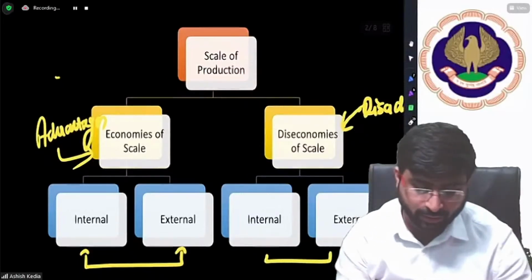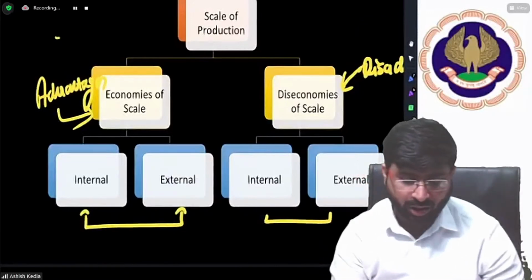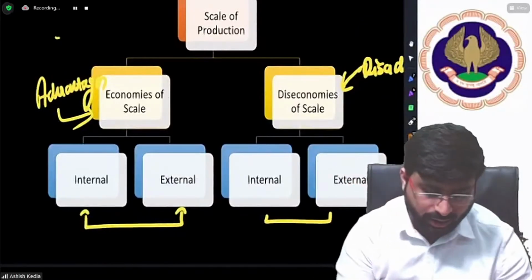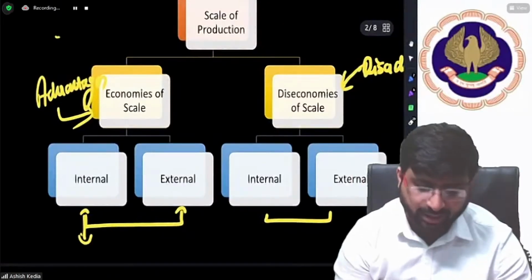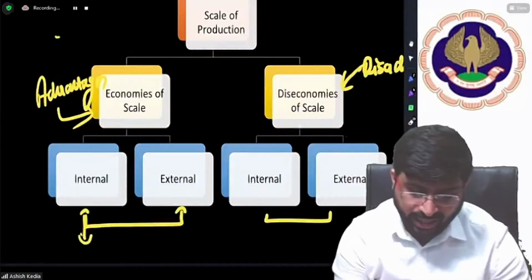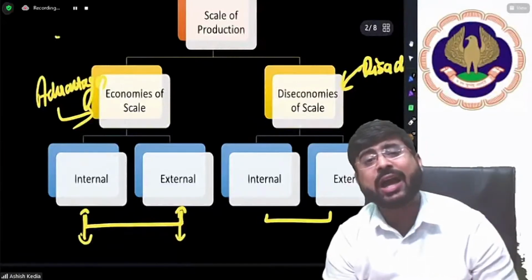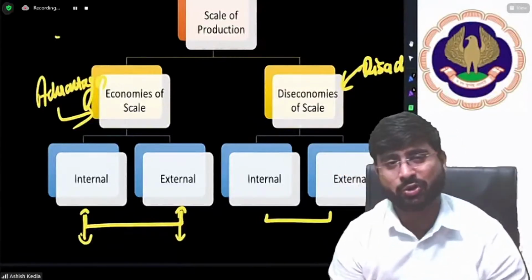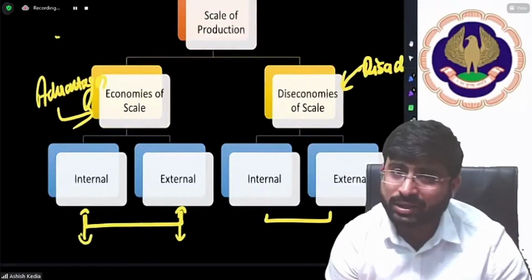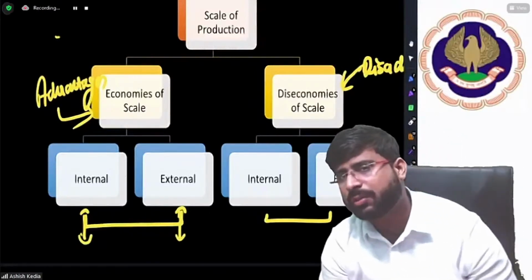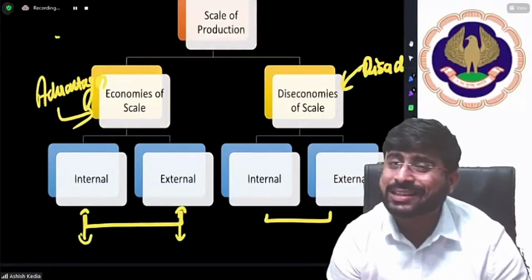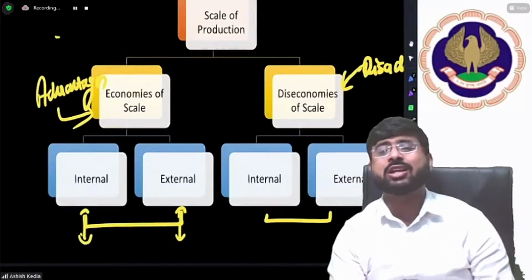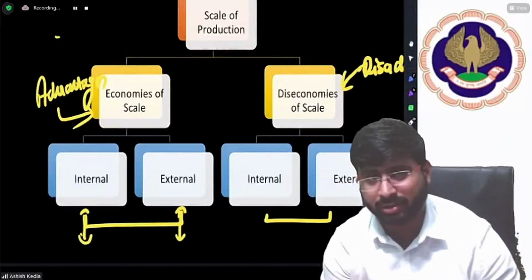Now, as I have already pointed out, economies are divided into 2 parts, internal and external. Internal is the advantages that an individual business firm enjoys, while external is the one that every business firm enjoys. Why is it so? Because it is taking place due to some changes in the surroundings.